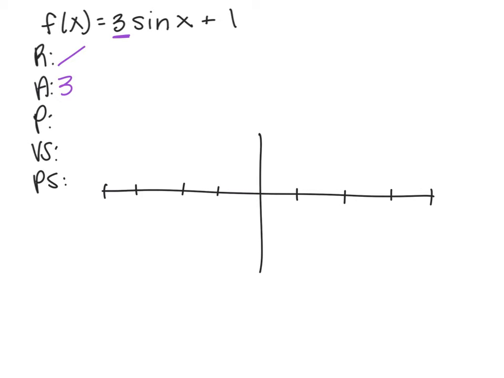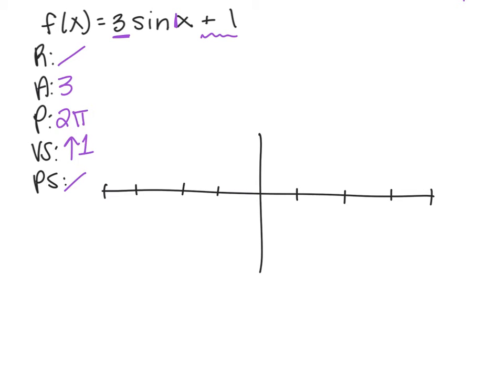Next, our period. Right now, there is nothing inside, so technically that's just a 1 times x. 2 pi divided by 1 is just 2 pi. Next, we have a vertical shift. This plus 1 is outside the function because there are no parentheses there, so that's a vertical shift, which means this graph is going to move up 1. And we don't have anything being added or subtracted inside the function, so there is no phase shift.